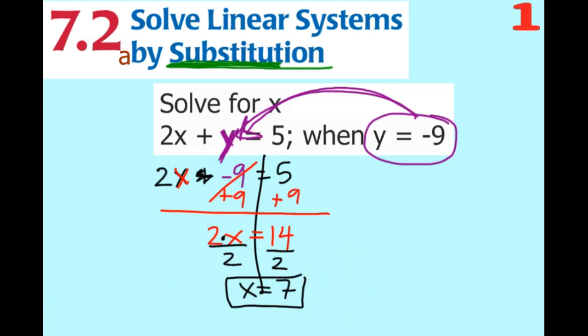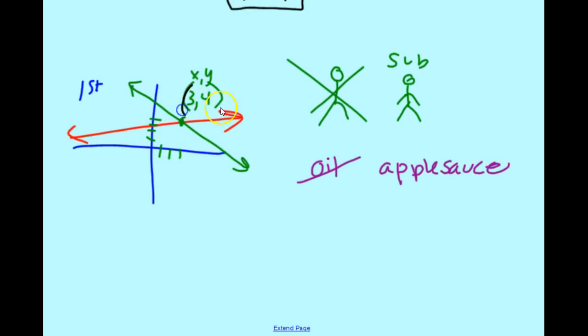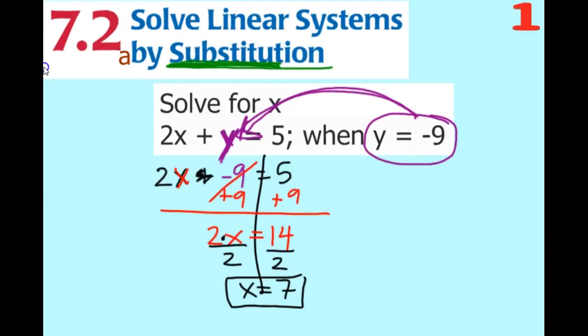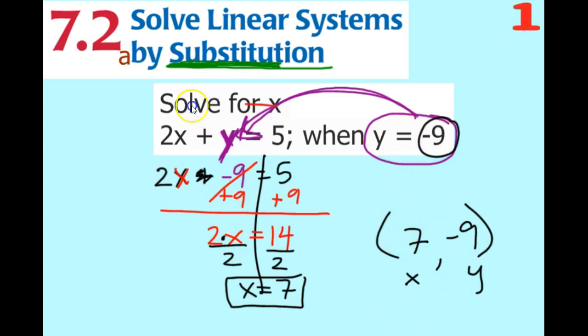So, like I told you before, our answer has to be in the form x, y. So we know that x is right here, 7, and y up here was -9. If we were to graph these two lines, this line right here and the line y equals -9, we would have our two lines cross at this point, 7, -9.